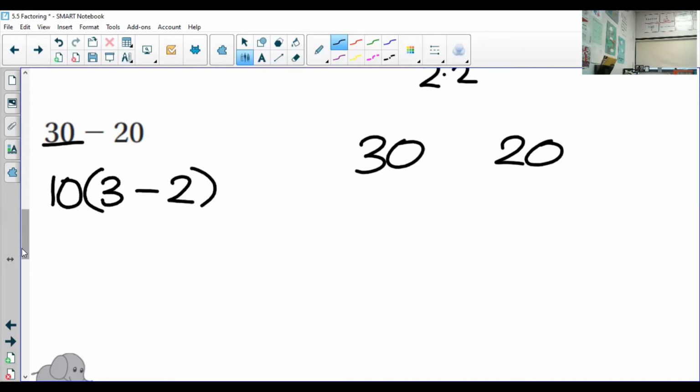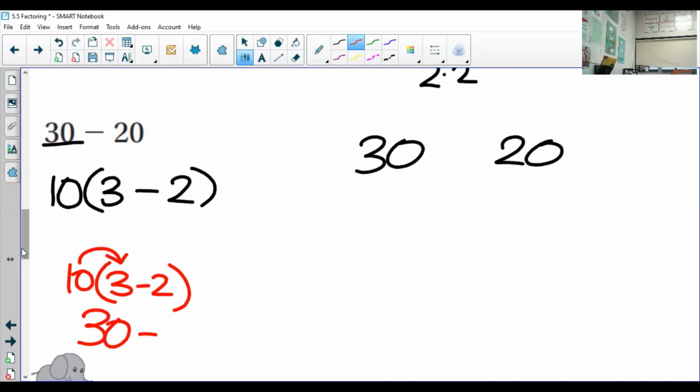If you wanted to check your work, just distribute and see if you get the same thing. 10 times 3 is 30, minus 10 times 2, which is 20. They match.